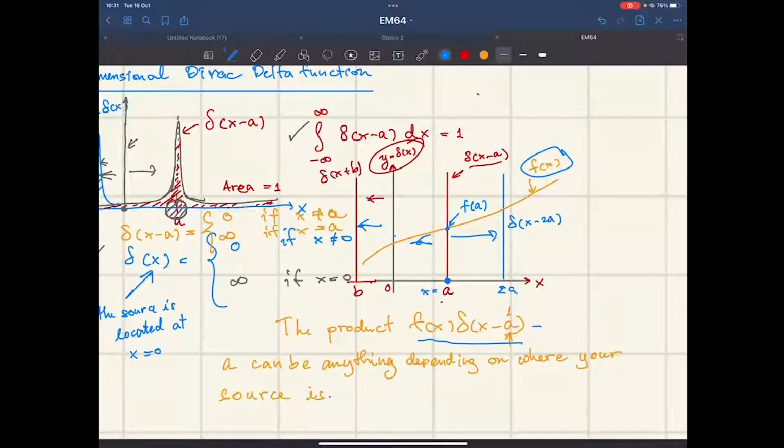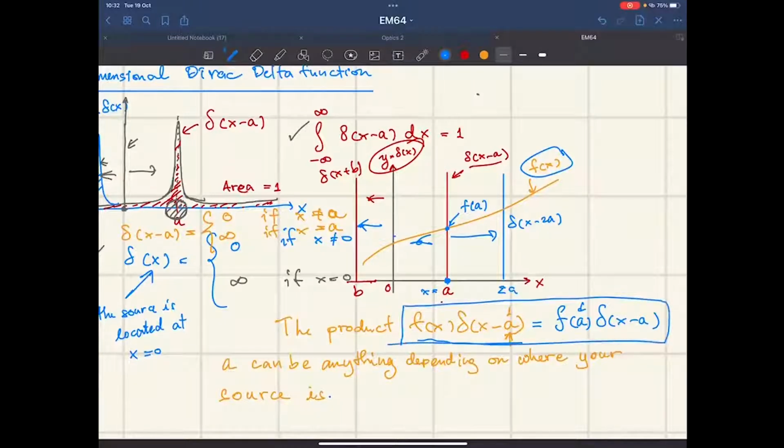So this one is basically f(a) times the Dirac delta function δ(x − a) here, and anywhere else it is 0, right? Anywhere else other than a is 0, so there's no need to write it down. Is it clear? From what I am trying to explain, you can write it down as a mathematical expression like this.